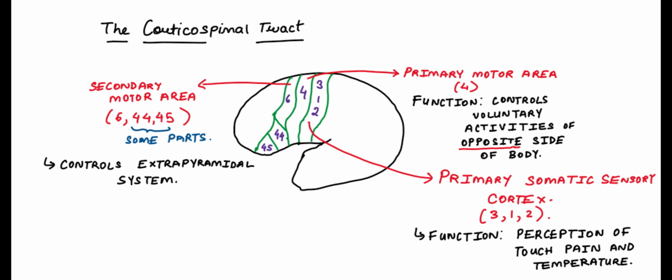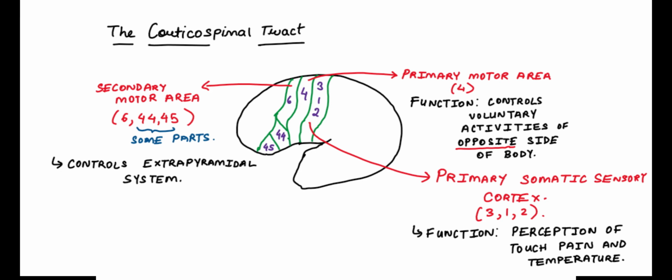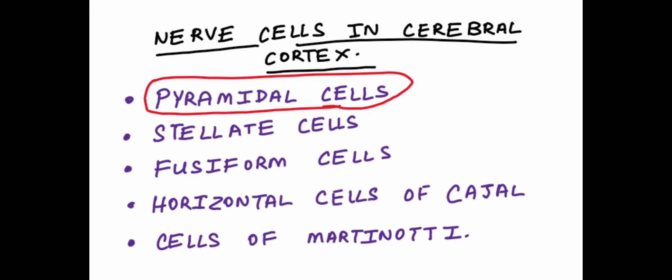And we have the primary somatic sensory cortex with Brodmann areas 3, 1, and 2, which is located in the postcentral gyrus and posterior part of the paracentral lobule. Now let's have a look into the nerve cells of the cerebral cortex. The cells present are pyramidal cells, stellate cells, fusiform cells, horizontal cells of Cajal, and cells of Martinotti.